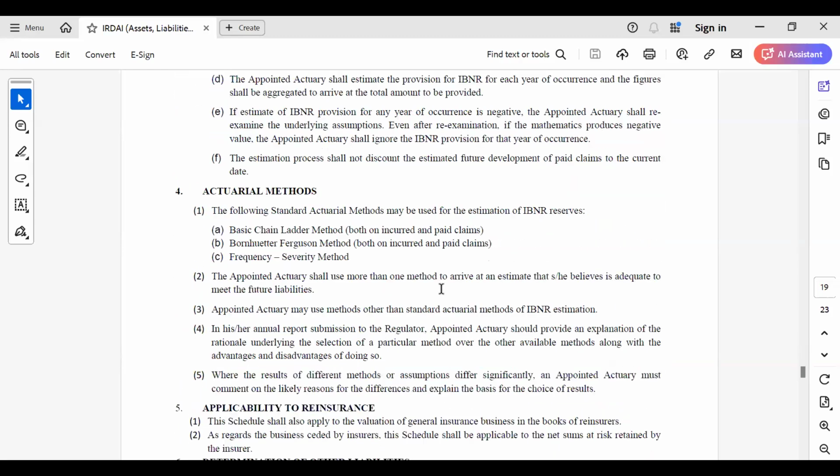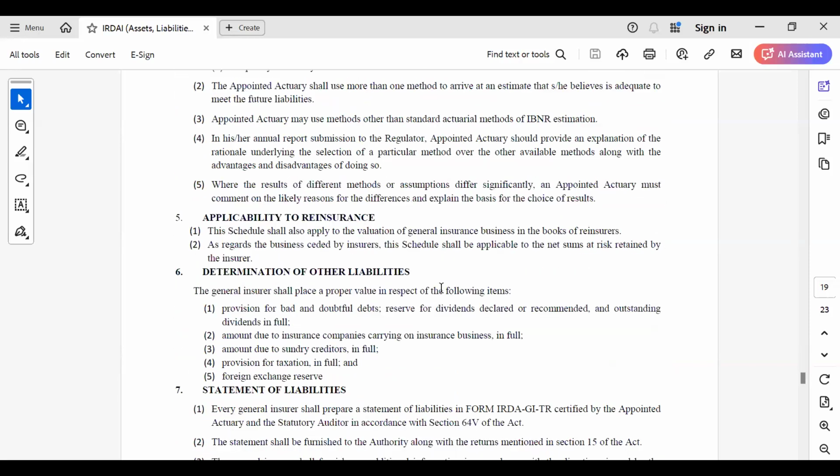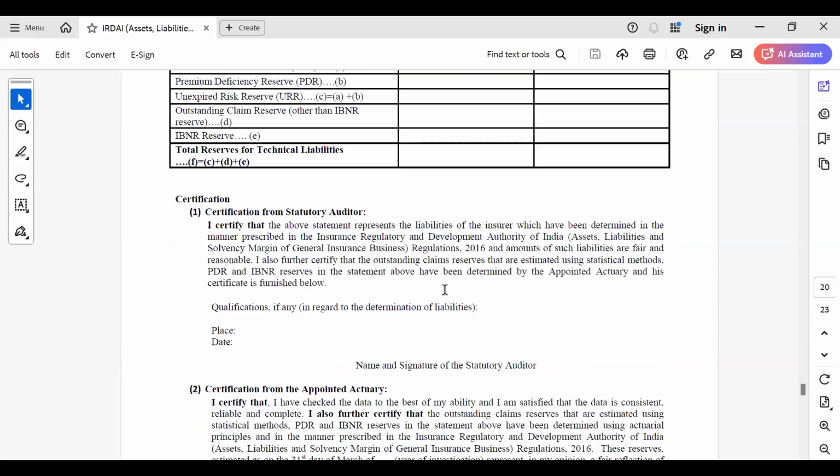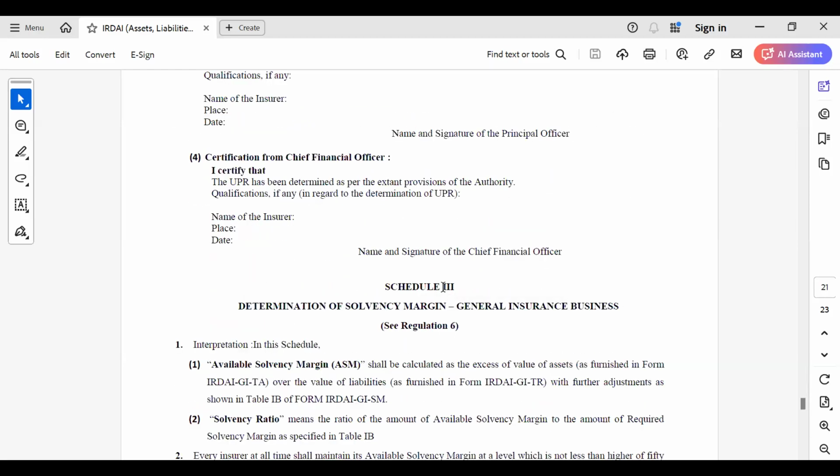Outstanding claims will include IBNR. So liability has to be taken in full. Assets have to be taken excluding those unaccepted assets. So this is ASM. Now coming to RSM.